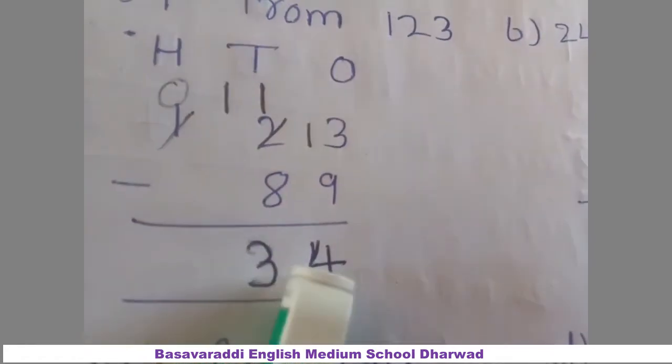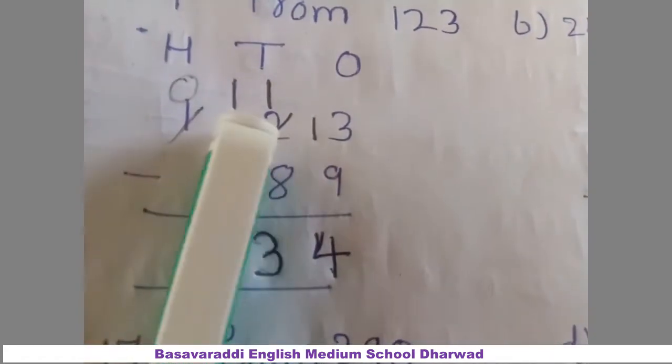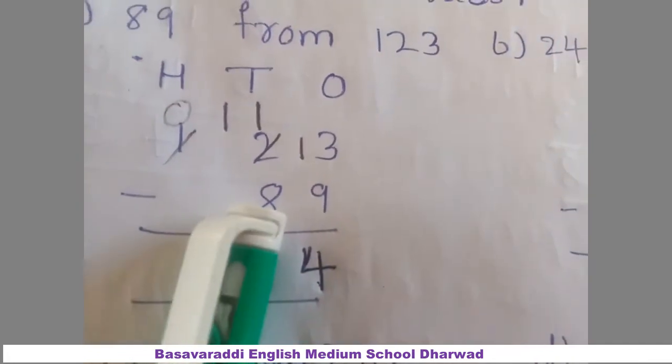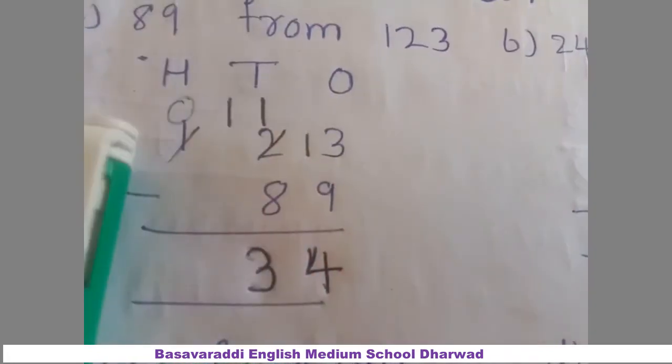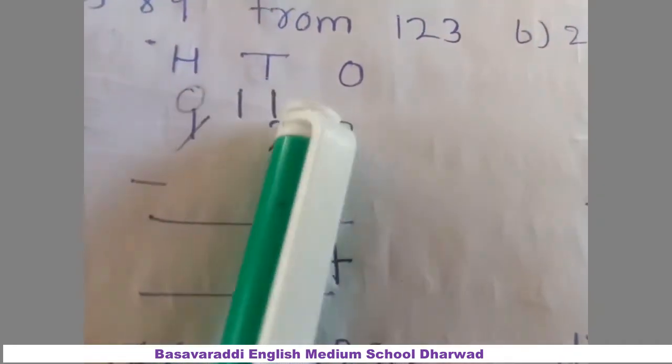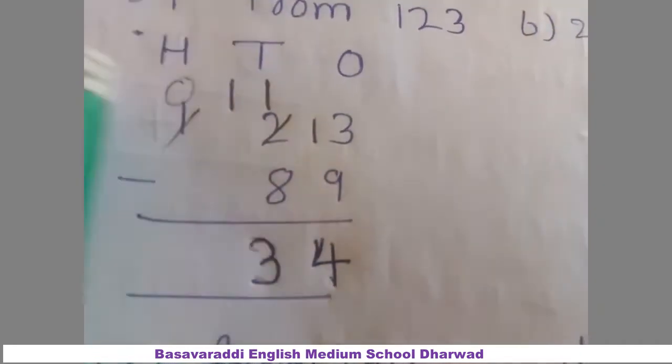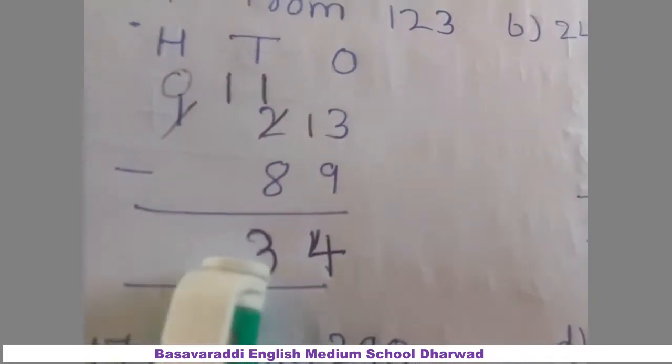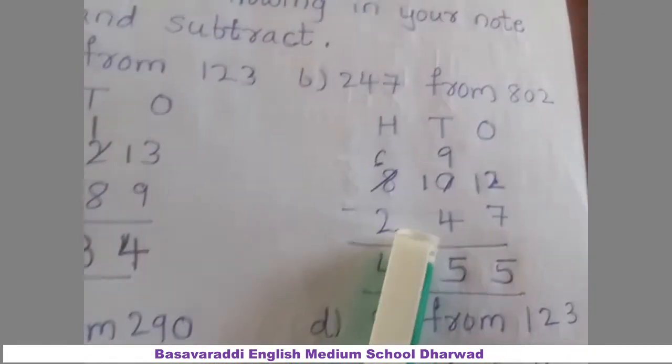So what do we have to do? The minuend is smaller and the subtrahend is bigger. So we ask from the hundreds place. It borrows from the 1 here to here. So 1 minus 1 is 0 here, and 11 minus 8 is 3. The answer is 34. The second sum is this one.